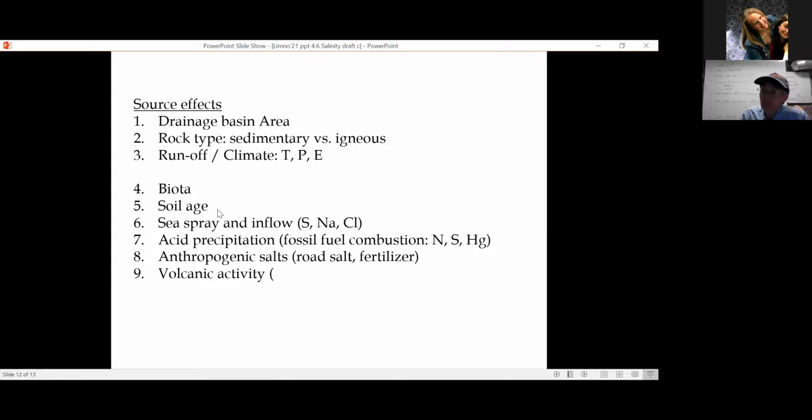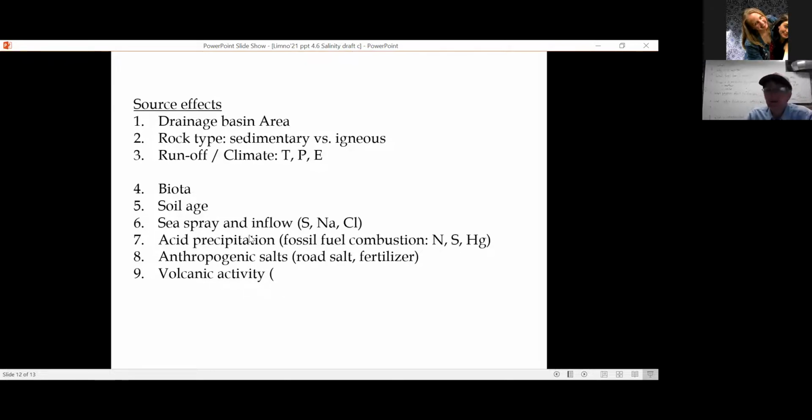Soil age. If rocks are young, like less than a couple thousand years, they have a lot of minerals that will dissolve. If the soil is old, if the rock is really old, like 1 million years old, everything that can dissolve has dissolved. They don't have a lot of soluble minerals left. So young soil contributes more to conductivity. Young rock contributes more to conductivity than old. So Minnesota, young. Mexico, old.